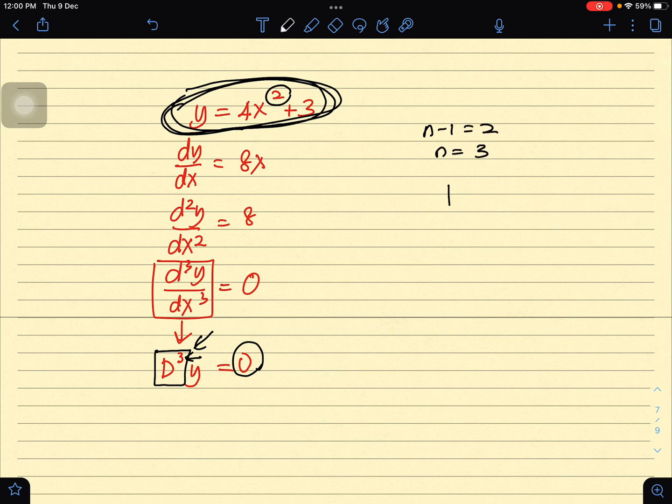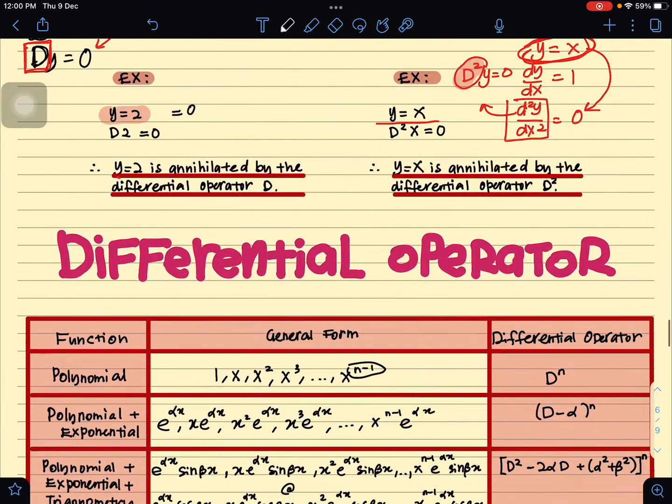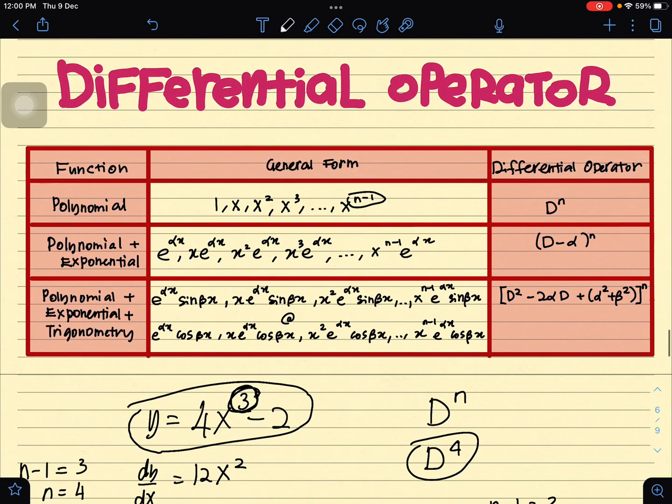This means that the differential operator d cubed is the one that annihilates your function, and you already did it. It's d cubed. So for a polynomial function, we need to see the highest degree in the polynomial, and it will always be n minus 1. So find the value of n. d to the power of n is the form of the differential operator for the polynomial function.